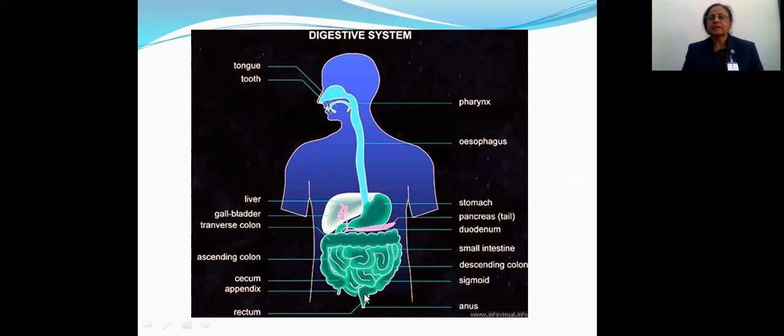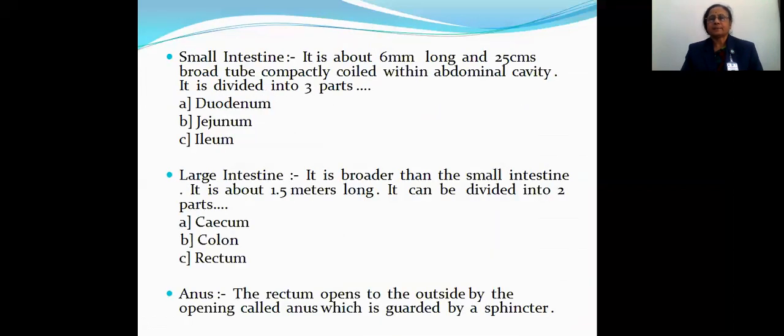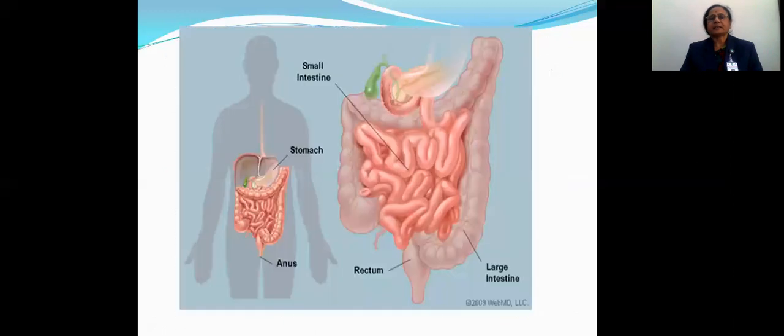In this rectum, undigested food material is stored for some while. Then the last part is known as the anus. The rectum opens into this anus, which is also guarded by a sphincter. And this is the last opening. From this opening, the undigested food material is thrown out of the body. This is about the alimentary canal.